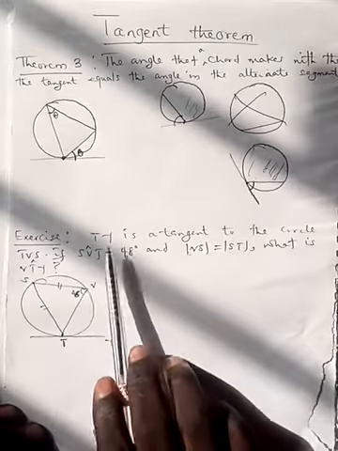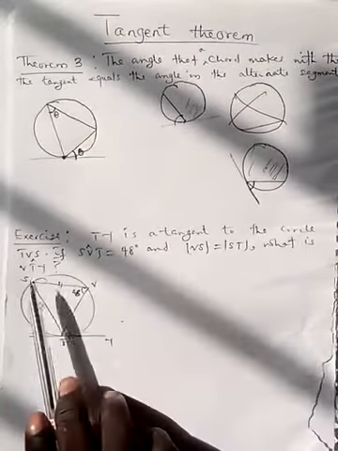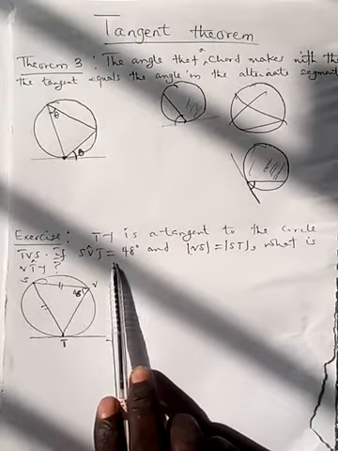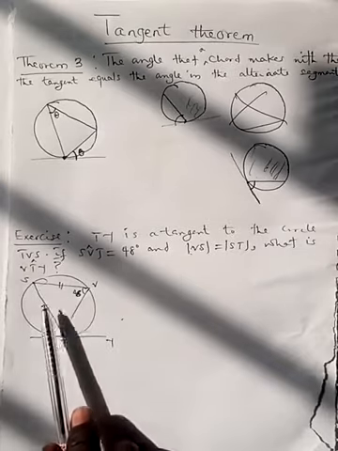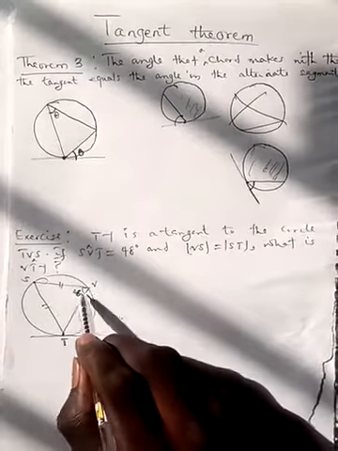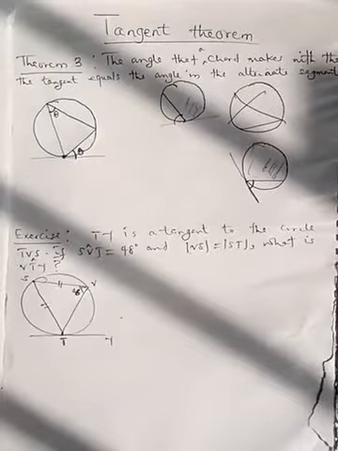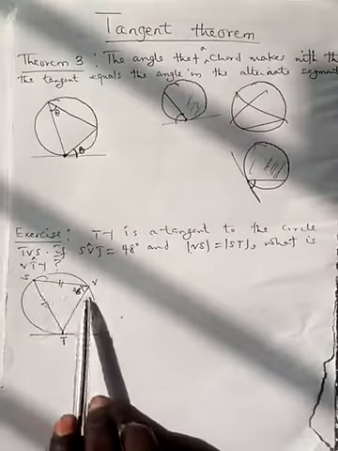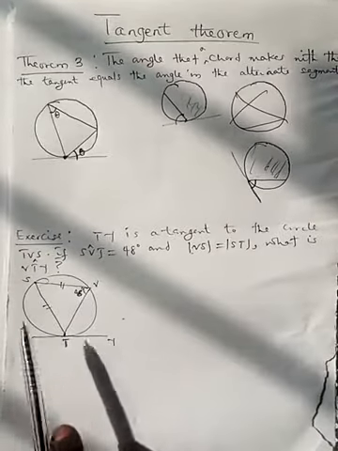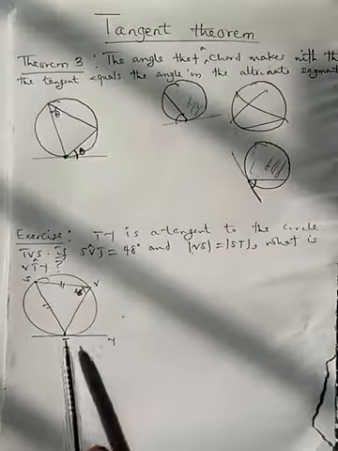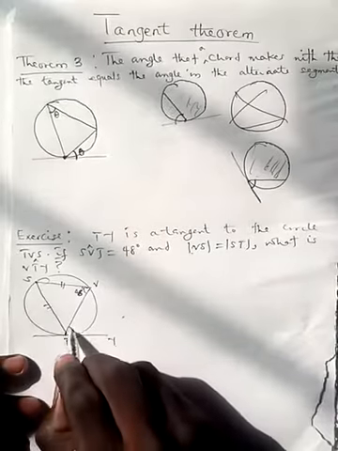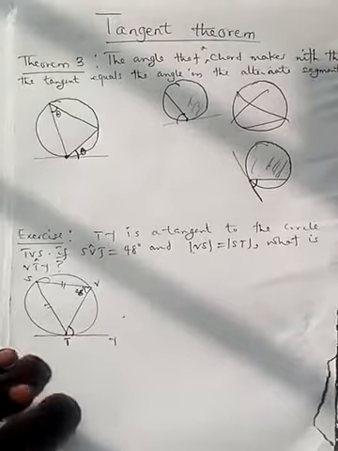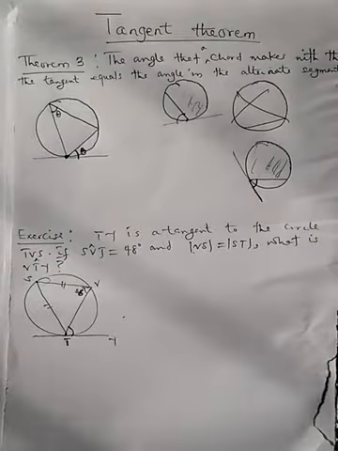Now TY is a tangent to the circle TVS. This is a circle. If angle SVT equals 48 degrees, this very angle is 48, and VS equals ST. Obviously, this sign simply means this line and this line are equal. What is VTY? So we are asked to find this angle, this very angle. So how do we do that?